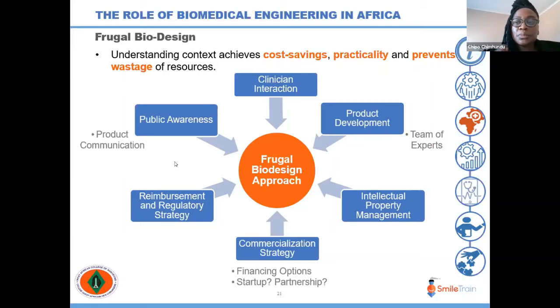We also need to make sure that in the design process, we include an element of communicating our innovation to the public so that it's readily adopted, and also think about how we're going to finance it and adhere to regulations.